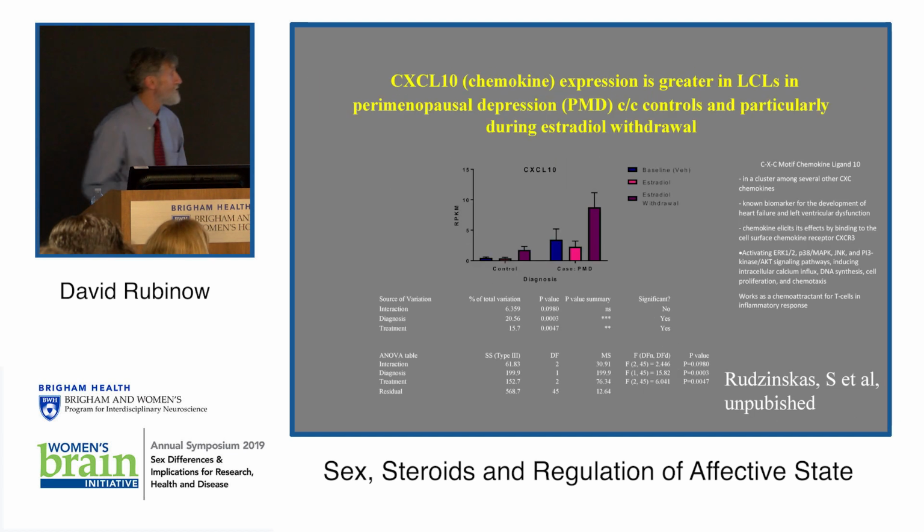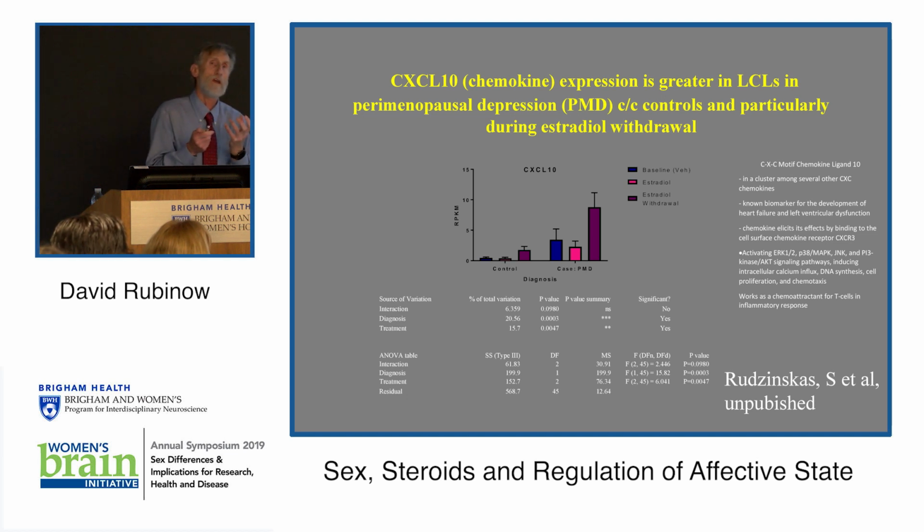But what was particularly interesting is this chemokine CXCL10, which is critically involved in heart failure, which is greatly increased in women following the perimenopause. And here you see not only an upregulation in the cells of women with past history at baseline and following estradiol, but particularly upregulated following estradiol withdrawal.